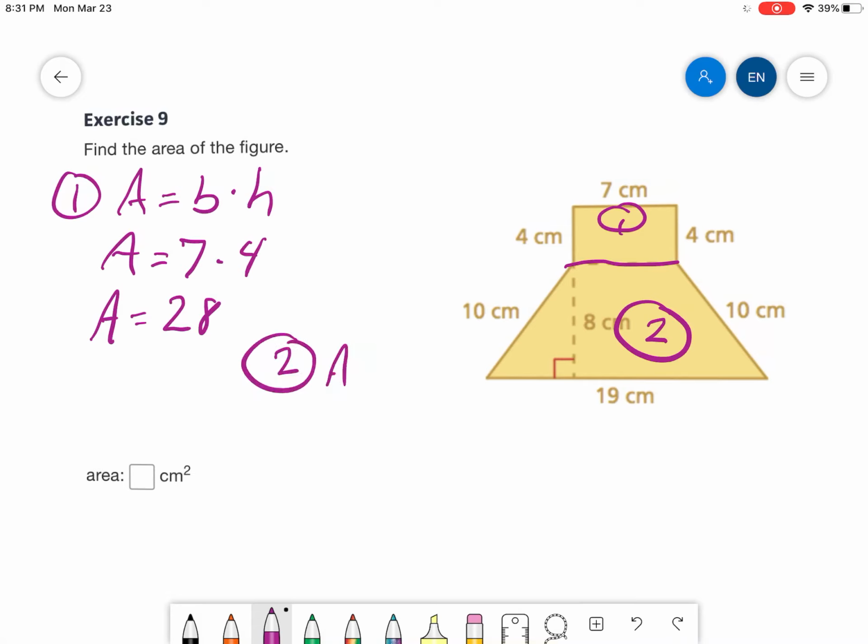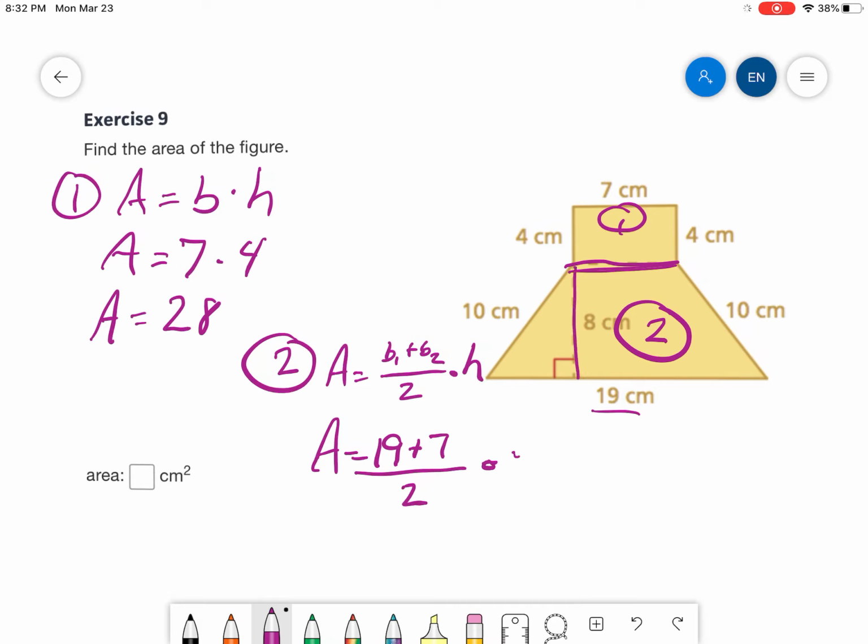Then for section 2, area is equal to base 1 plus base 2 divided by 2 times the height. So that's your formula for area of a trapezoid. So base 1 is going to be this spot here, which is 19, plus base 2 is this section here, which is 7, all times the height, which is right here, which is 8. So 19 plus 7 gives us 26 divided by 2 times 8.